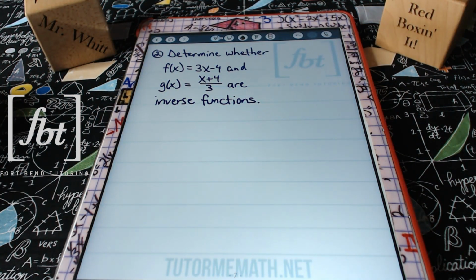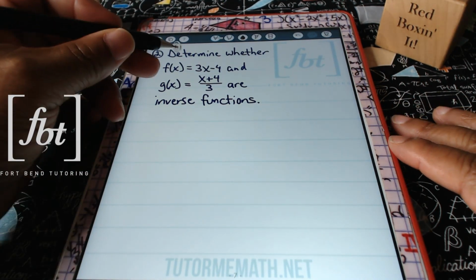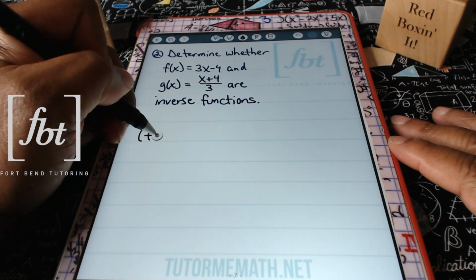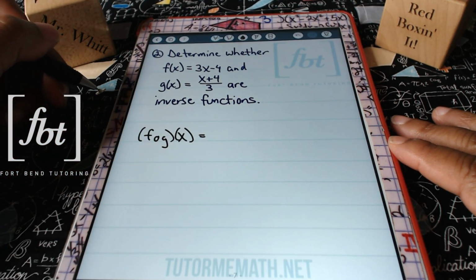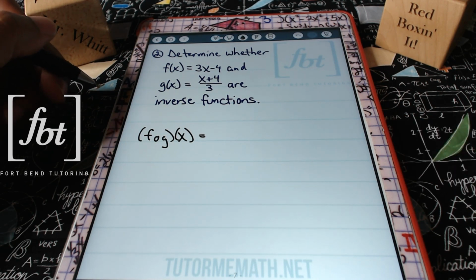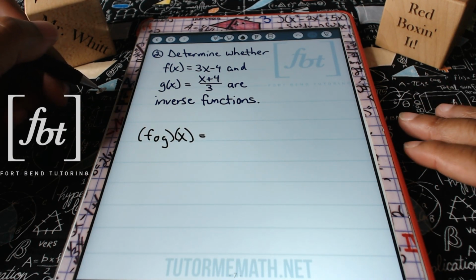Problem number 2. It says determine whether f of x equals 3x minus 4 and g of x equals x plus 4 divided by 3 are inverse functions. There's a way to do this algebraically. We could graph it and see if the line y equals x is a line of symmetry, but I don't like to graph. So we're going to find out if the composite of f and g of x equals x, as well as g composite f of x. If they both do, then we have verified that these are inverse functions.